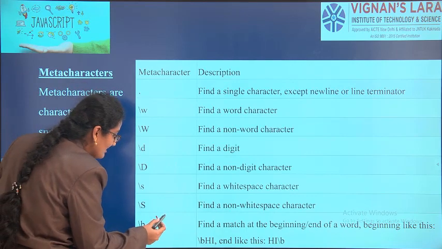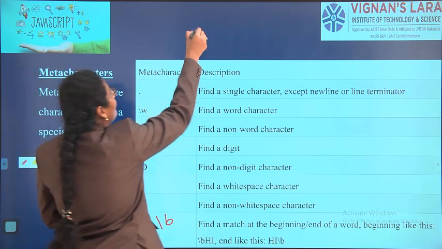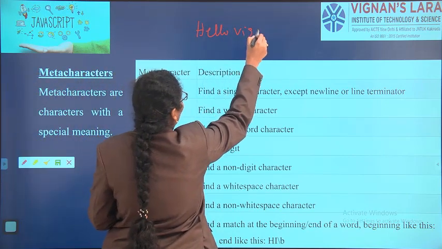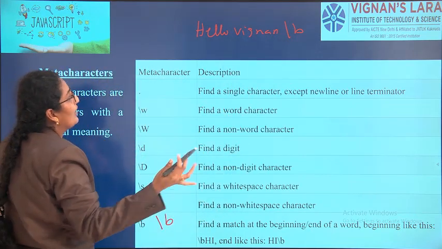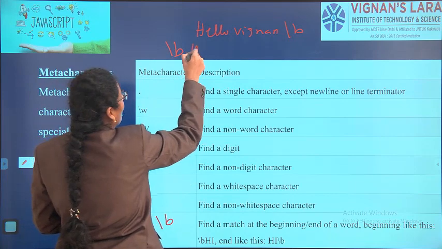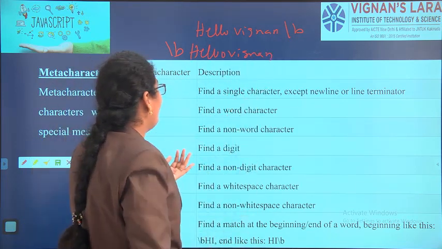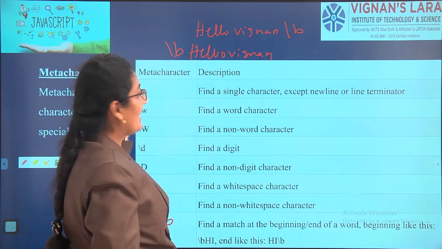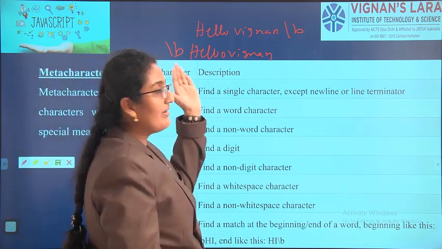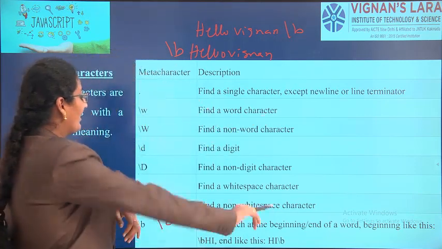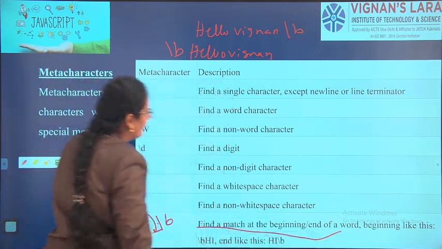And finally, what is slash small b? Find at the beginning or find at the end. Hello Vignan is my string. If I have written slash b in front of hello Vignan, that is finding at the beginning. If I have written slash b after it, that is for finding at the end. So slash b is for finding a match at the beginning or at the end.